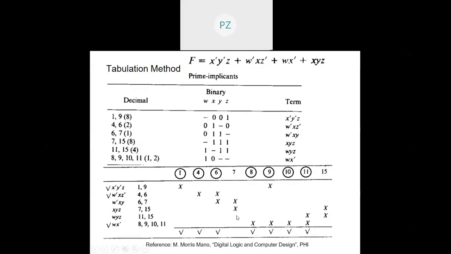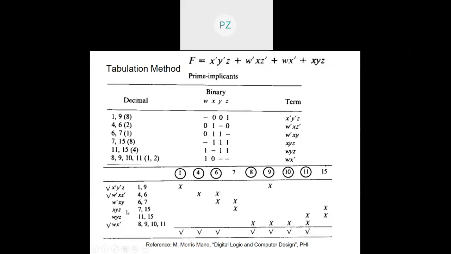So 7, 15 is covered by xyz. So if I write an expression which contains the 3 essential prime implicants, x dash y dash z, w dash xz dash, and wx dash, and then one which is not an essential prime implicant, but by including it I am able to cover all the terms, xyz, this will be my minimized function.